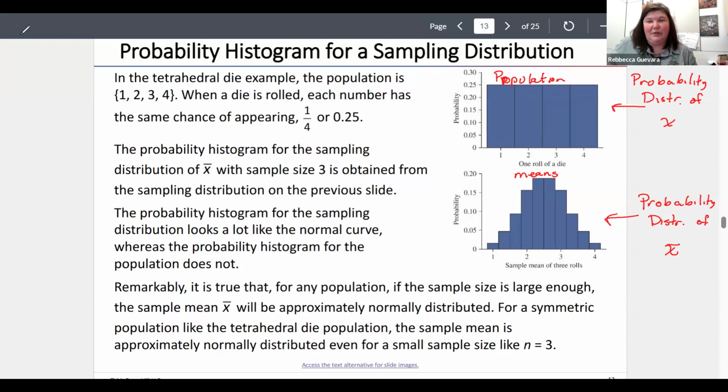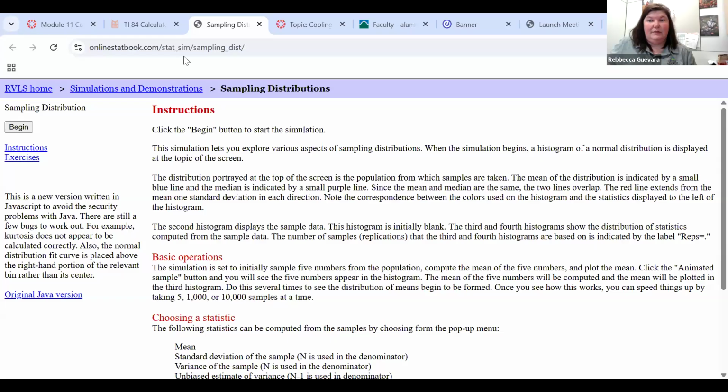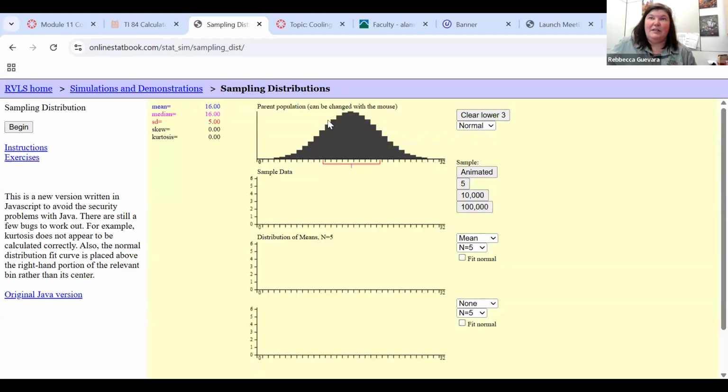Okay. So I'm going to move to that applet here in a second. Okay. So we're going to go here. And what we see here is what we're calling the parent population. So these are my X values.